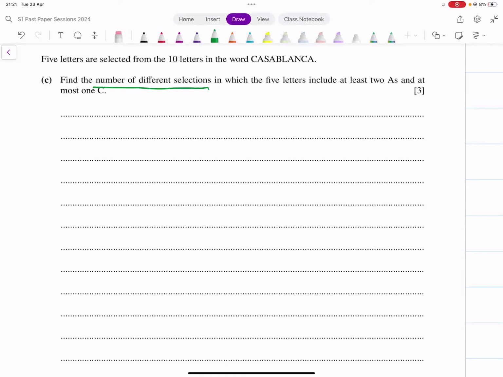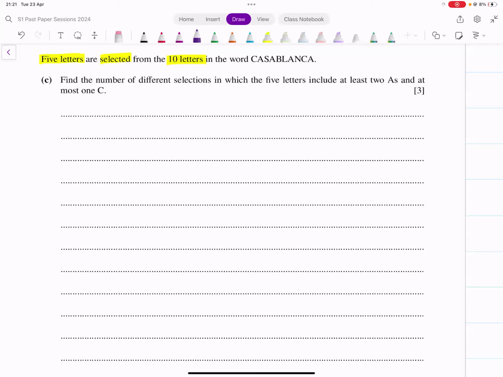So if we were talking about probability along with combinations and there were repetitions, we would have to use that method. But here we're not talking about probability, we're just talking about number of selections. In this case, we just do it directly. So we need to select 5 letters. That means combinations out of 10 letters. We want the number of possible selections which include at least 2 A's.